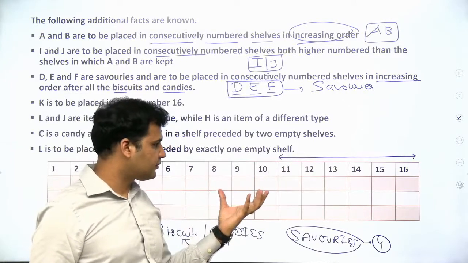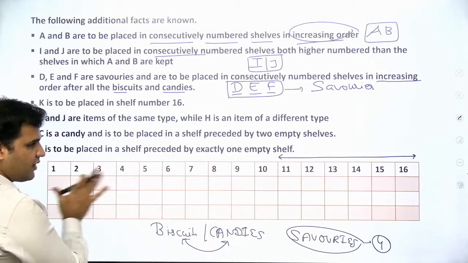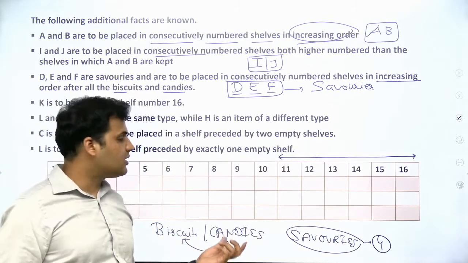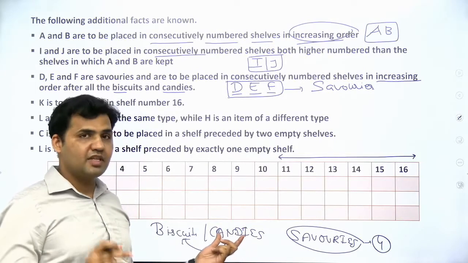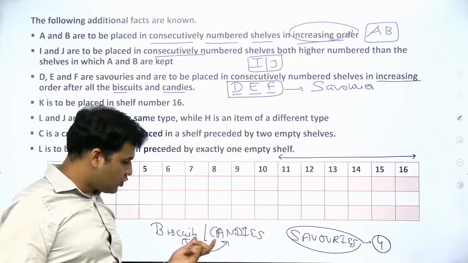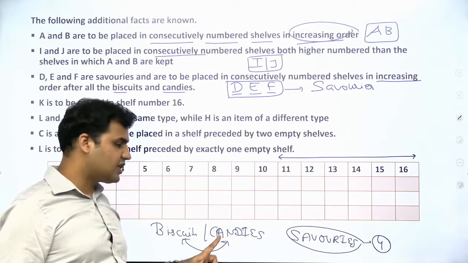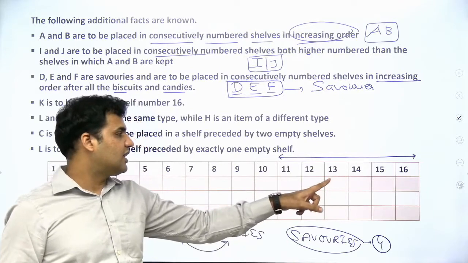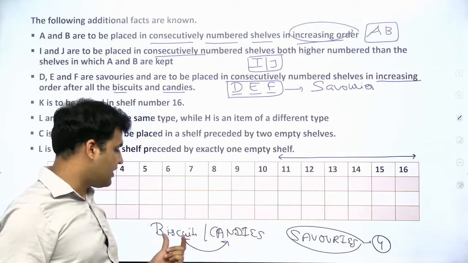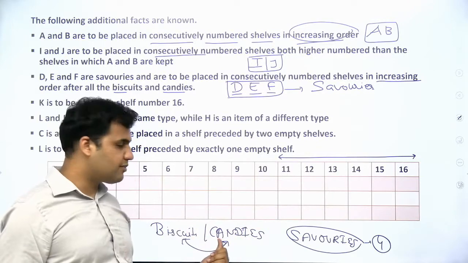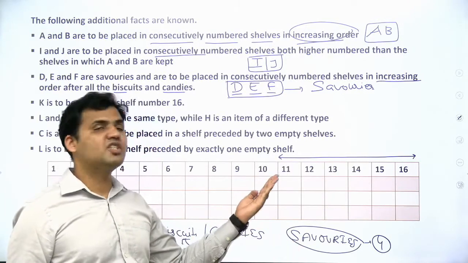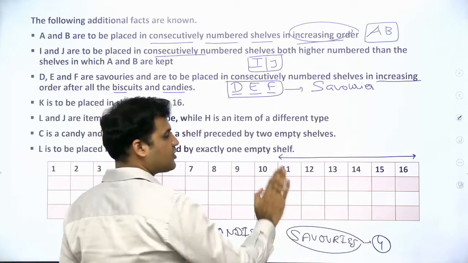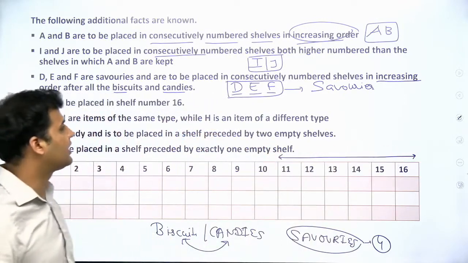Savories cannot come before 11. The reason is that if biscuits are coming first, that means 5 shelves will be occupied by the biscuits, and then candies will be coming, 3 shelves will be occupied by the candies. That means 8 shelves are occupied, and you are supposed to place 1 empty shelf between biscuit and candies and 1 empty shelf between candies and savory. That means 10 shelves are already occupied. So savories has to be after 11. Savories are supposed to be placed after the shelf number 11, guys.